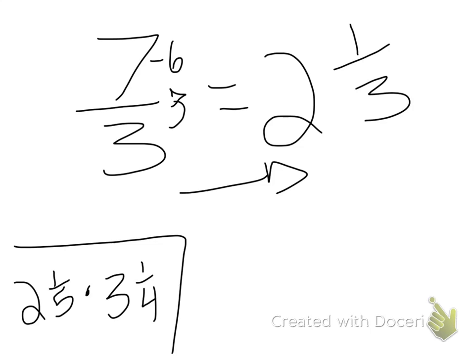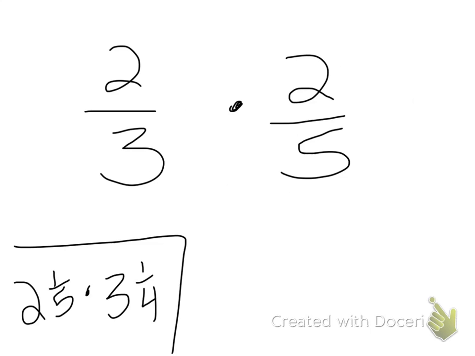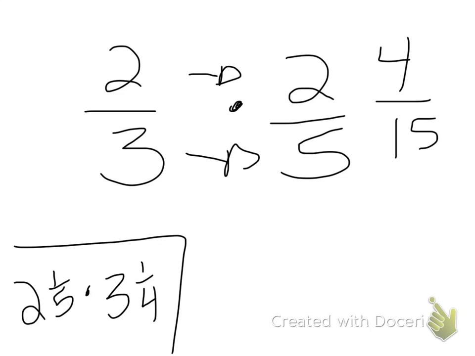The next thing you're going to need to know how to do is to multiply fractions. So you would do, for example, on this problem, it's 2/3 times 2/5. All you have to do is multiply across. 2 times 2 is 4. 3 times 5 is 15. Is there any way we can simplify that? There is not, so that would be the answer.